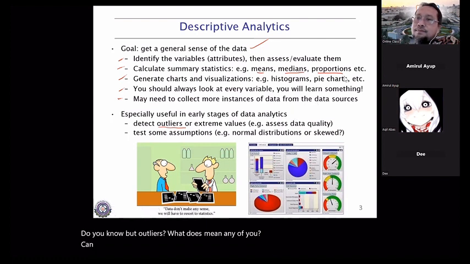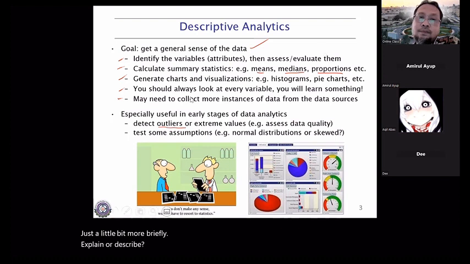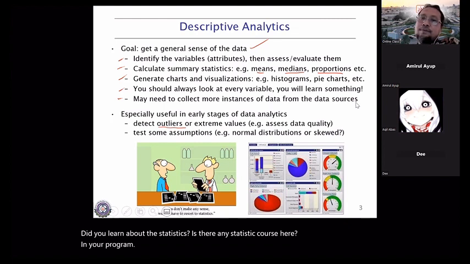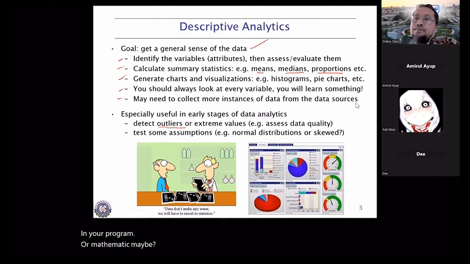Can you just briefly explain or describe what an outlier means? Any of you? Did you learn about statistics? Is there any statistics course here in your program? Or mathematics maybe? Mathematics for computing, for example. Is there any course related to mathematics or statistics?